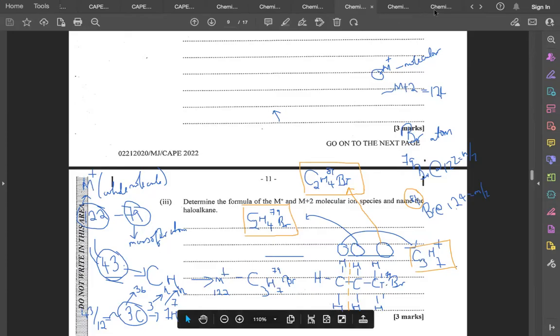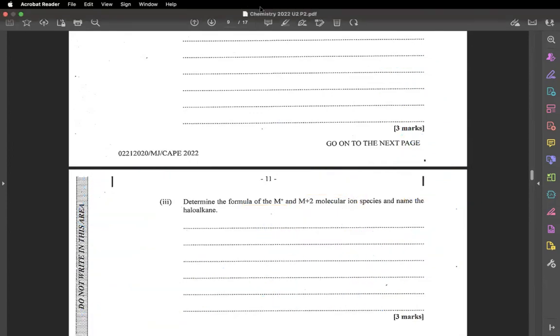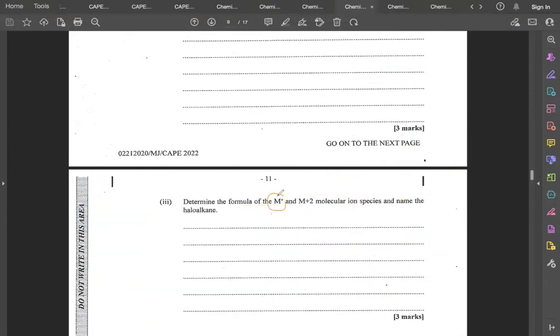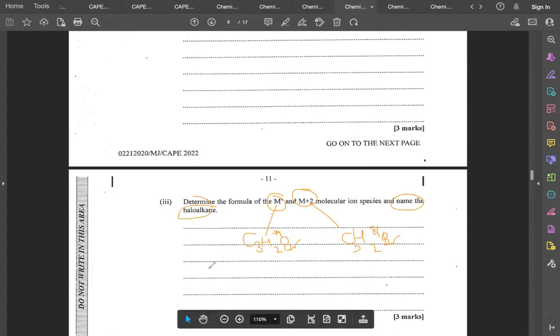So our M+ is C3H7Br79. So let me just erase everything and write that now. So our M+, right, was C3H7Br79, right? This is 79 bromine. And then the M+2 now would have been C3H7Br81, right? And so if we're supposed to name the haloalkane, let's draw it out again.